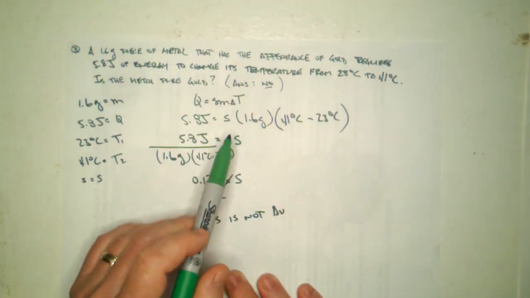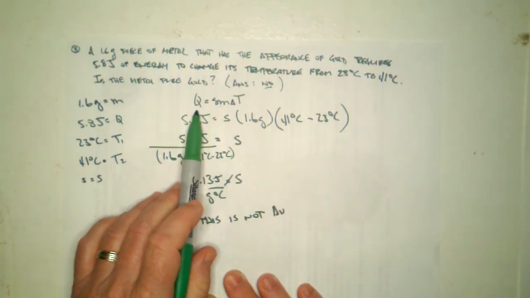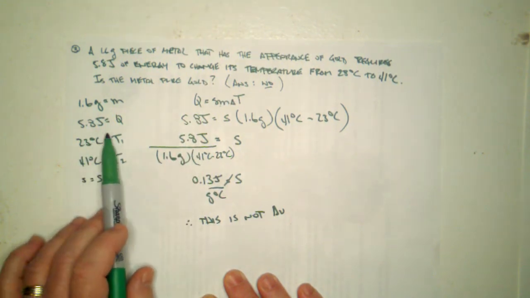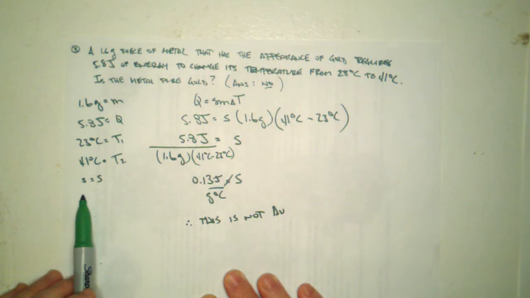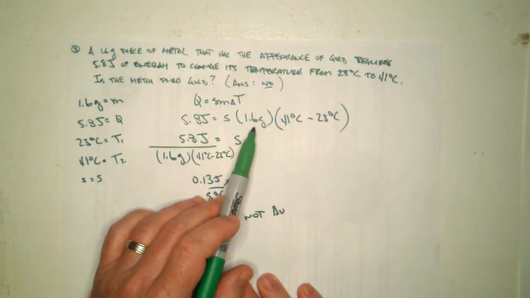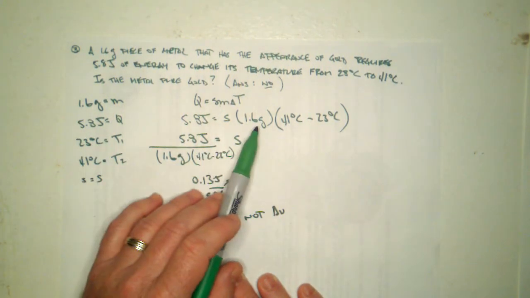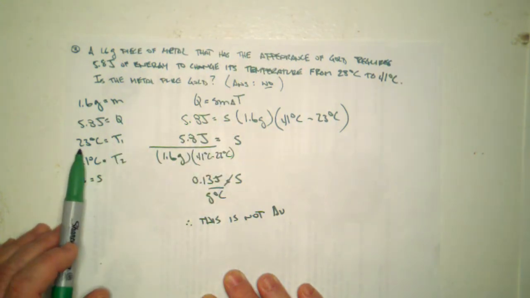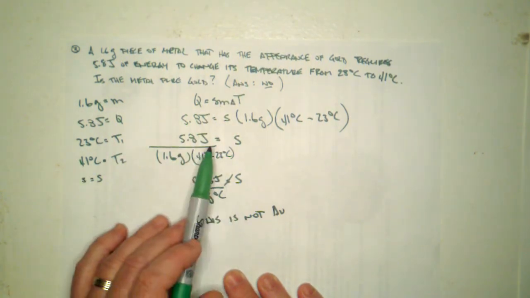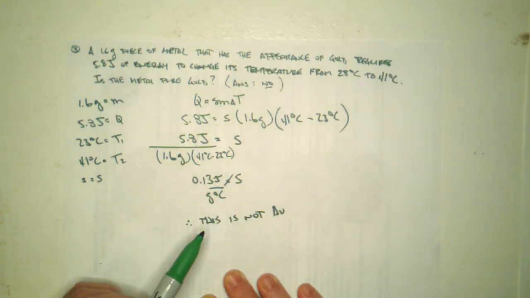So we go to our formula, we plug in the numbers. Q is 5.8 joules. s, we don't know. That's still s. Mass, 1.6 grams. Delta T is T2 minus T1, or 41 minus 23 degrees C. We put that into the formula, and then we solve.